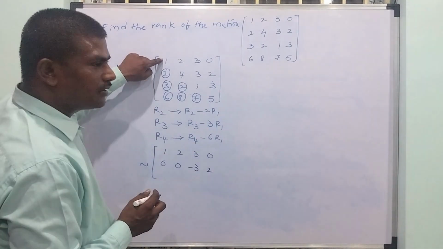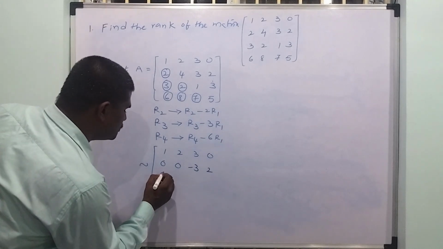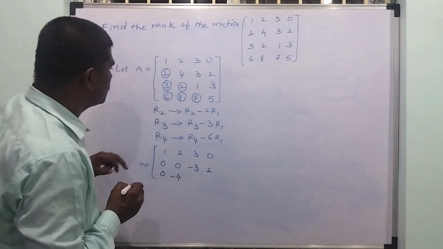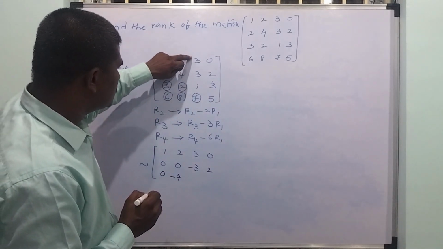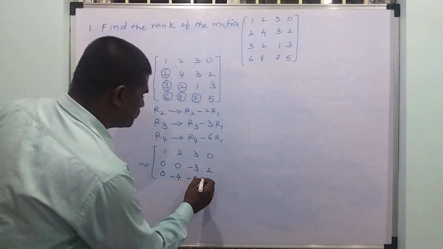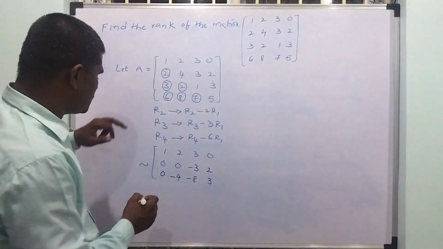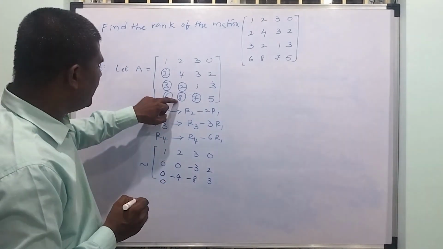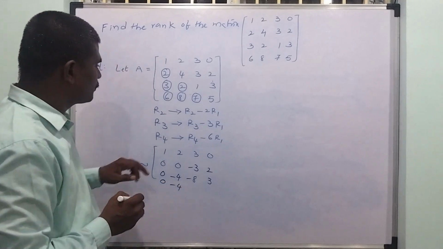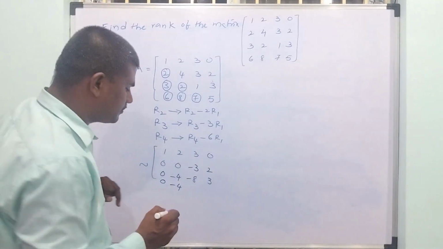Now coming to the next elementary row operation, R3 minus 3R1. You have to multiply this row by 3 and subtract from this row. 3 minus 3, 0. 2 minus 6, minus 4. 1 minus 9, minus 8. 3 minus 0, 3. And coming to the last elementary row operation, 6 minus 6, 0. 8 minus 6 into 2, 12, minus 4. 7 minus 6 into 3, 18. 7 minus 18, minus 11.